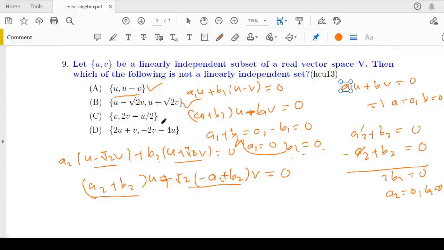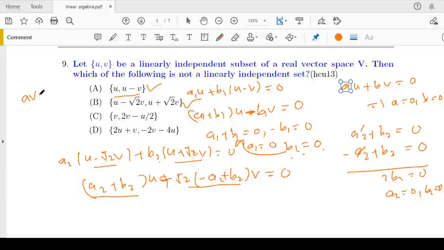What about this one? If two vectors are linearly independent, then the set of all its linear combinations is also linearly independent. I think all of these are linearly independent. I think so. Let's check this one.